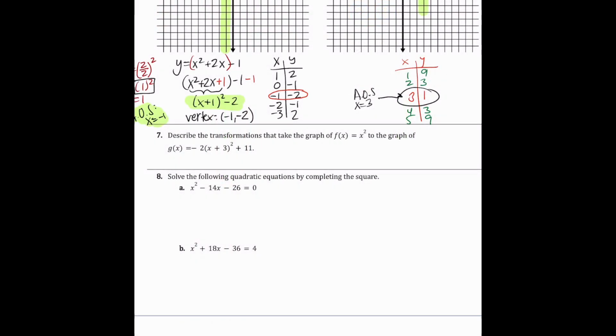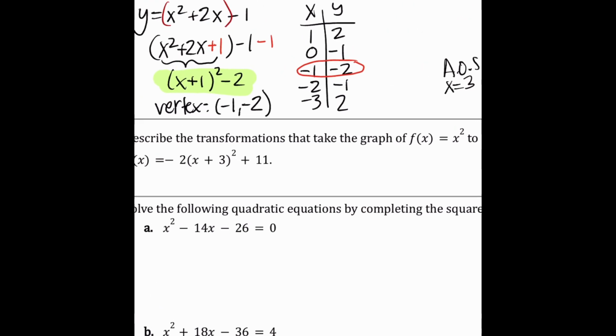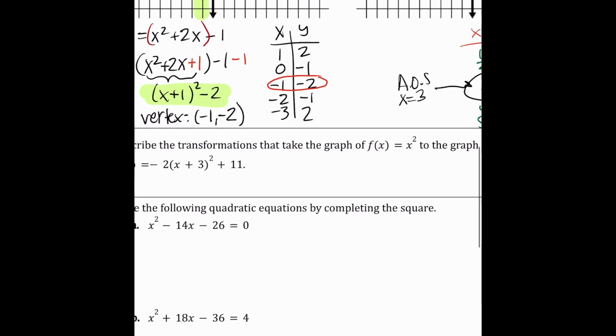I want to describe the transformation that takes place in the graph of f of x equals x squared. That is our parent function. And then we have the function g of x equals negative 2 times (x plus 3) squared plus 11. Okay, so I want to go ahead and describe what it is that I'm seeing. We have a reflection. When it's negative, we know it's reflected. So this negative tells me that it's reflected.